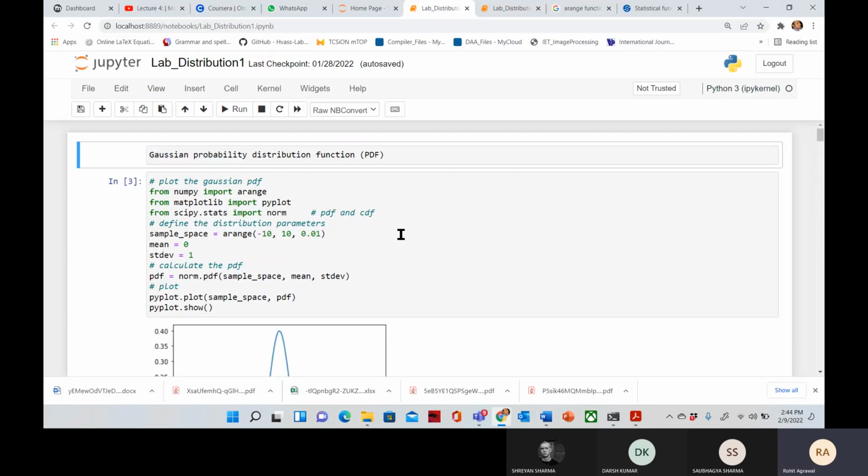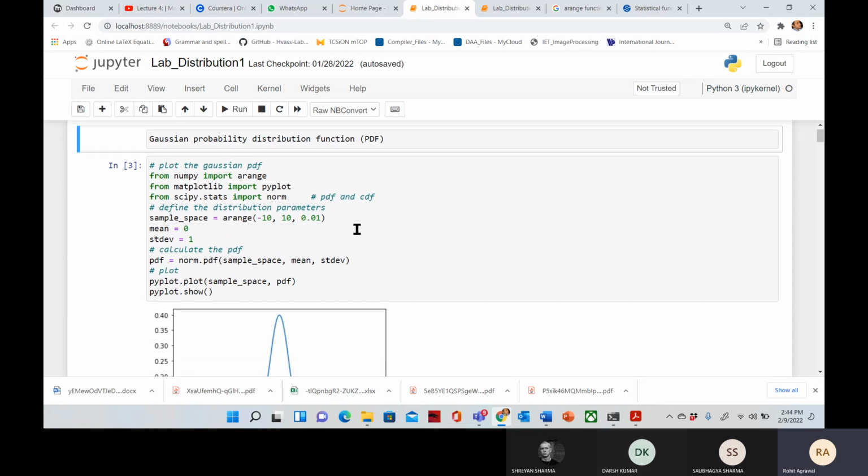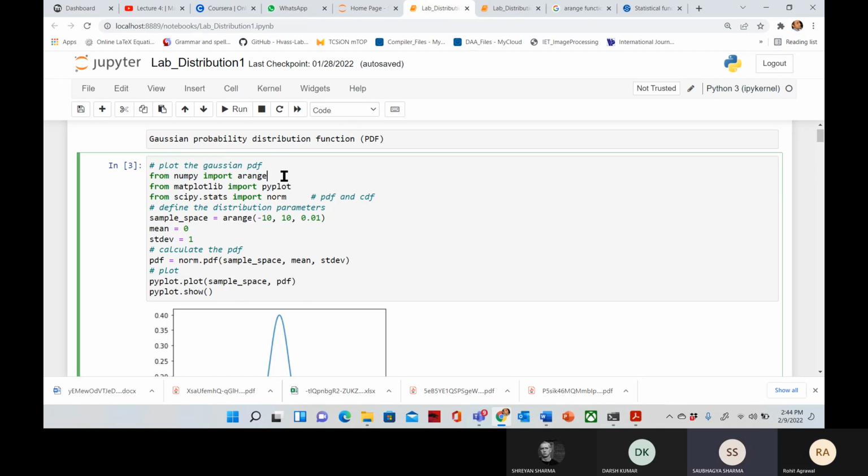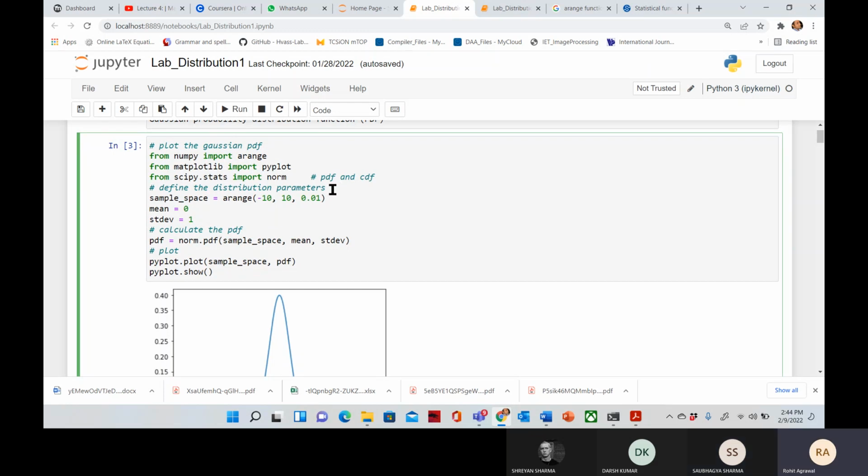So the first question is, we have some user created data, and we are going to see how the probability density function of Gaussian distribution is visualized. So we are using NumPy. From NumPy import arange. I think you are familiar with this. No sir, we have not used range. Okay, no problem. See, I will show you.